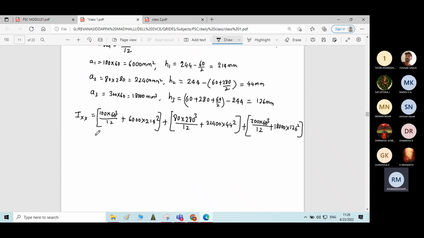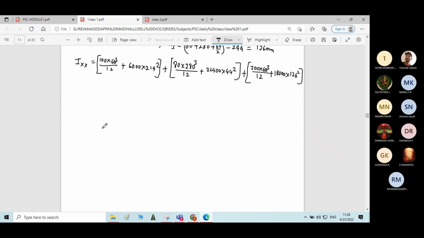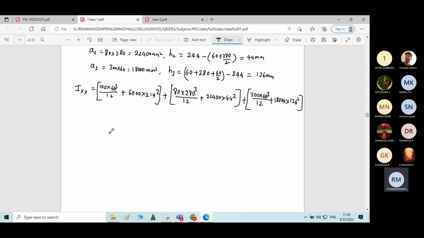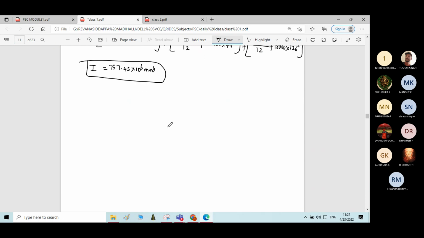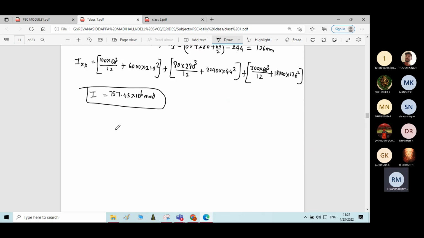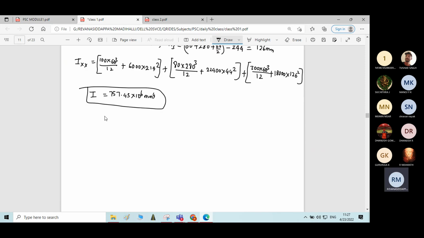So this will give the moment of inertia of the I section about its centroidal axis XX. Therefore I is equal to, if you calculate the answer, you will get 757.45 into 10 power 6 mm4. If you want, we can calculate. The moment of inertia will be 757.45 into 10 power 6 mm raised to 4. Cross check the answer after the calculation.